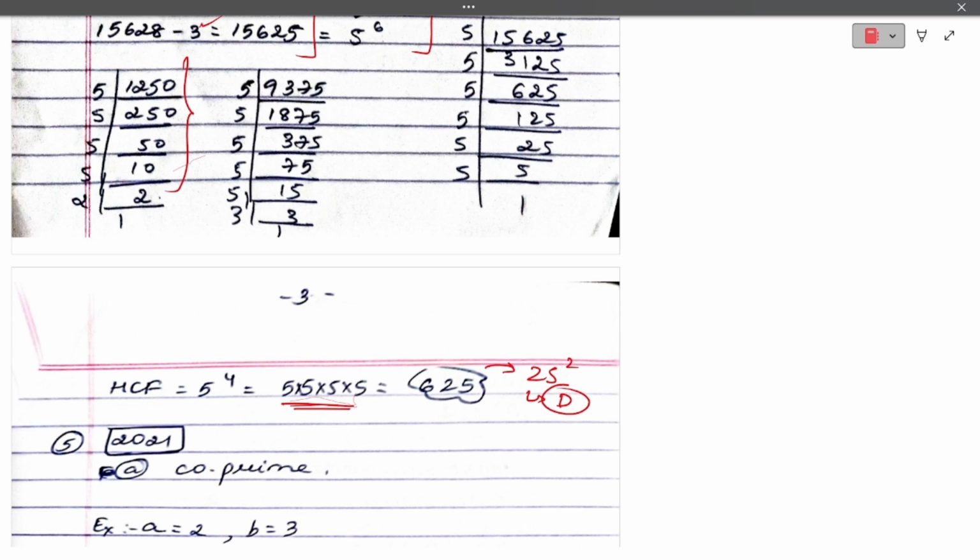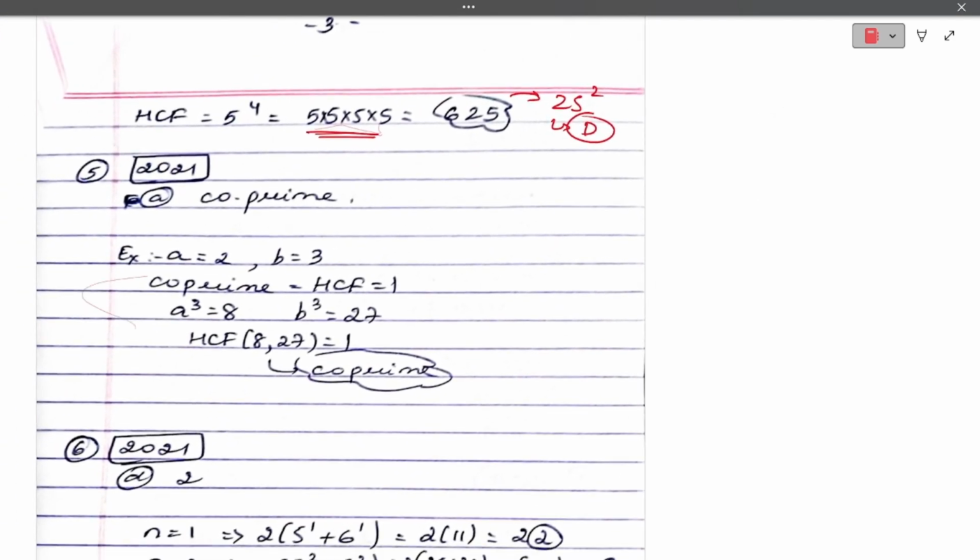We have question number 5, again an MCQ oriented question. If A and B are two coprime numbers, then A cube and B cube are. Let us conclude this with an example. Let me assume A to be 2 and B to be 3. The HCF of the numbers is 1. A cube is 8, B cube is 27. The HCF of 8 and 27 is also 1. That means if A and B are coprime numbers, then A cube and B cube are also coprime.